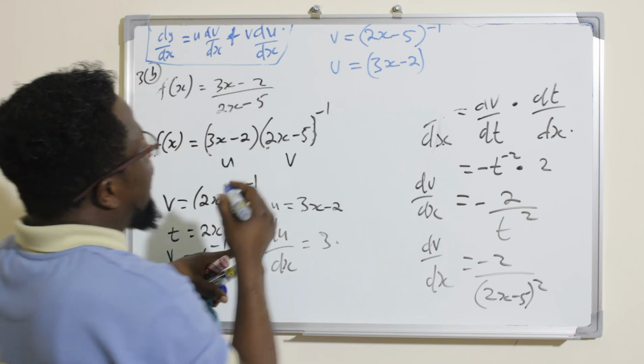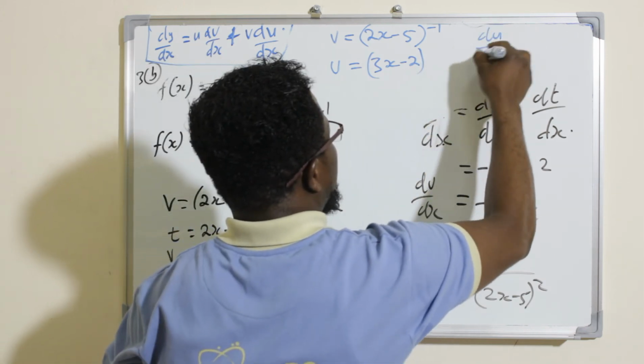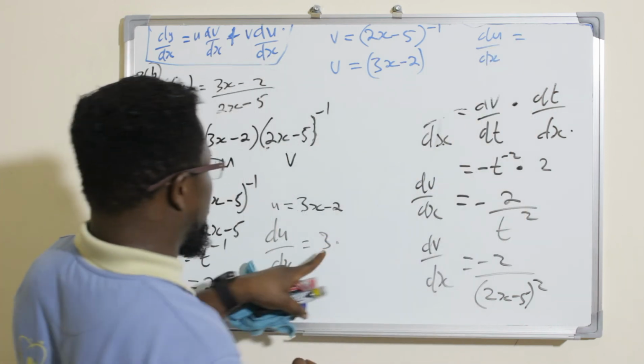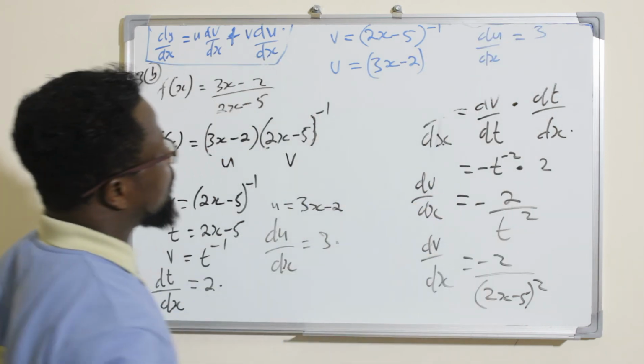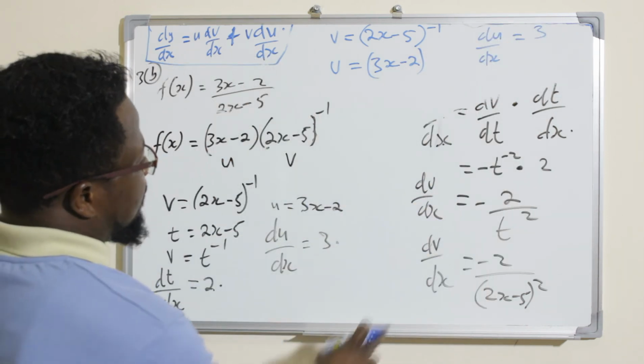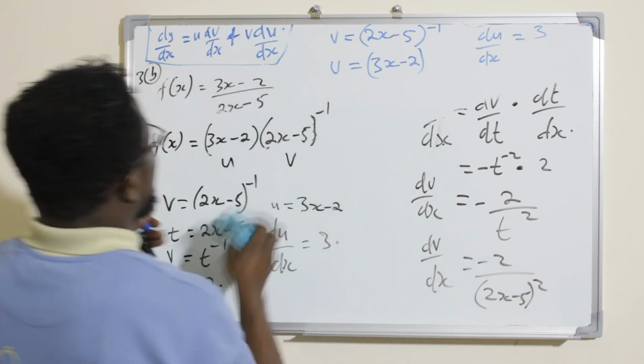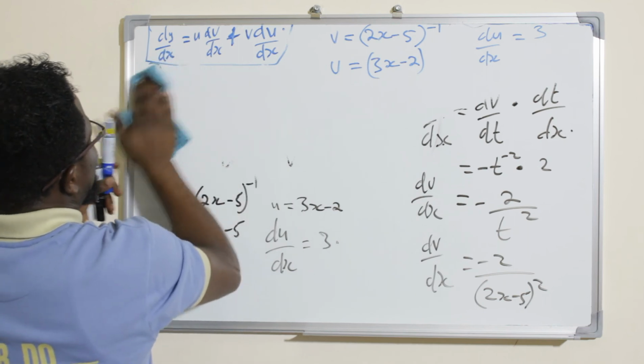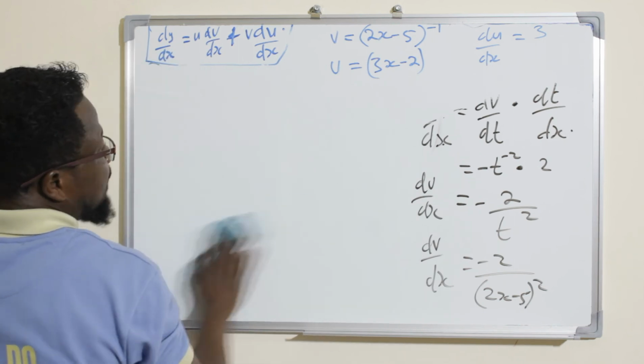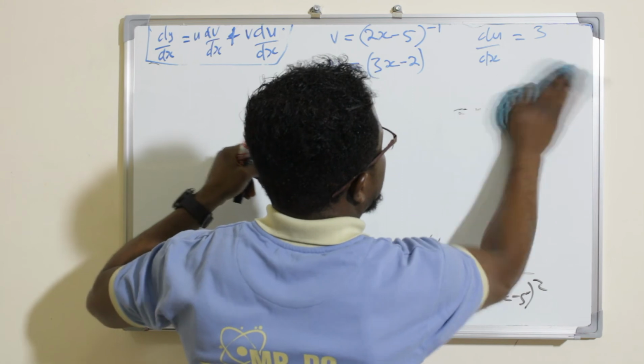And what is the u dx? The u, the x, is given to me. It is 3. I calculated for that. And now where is the v dx? The v dx is here. So I can clean the board and do the substitution and complete solving the problem.